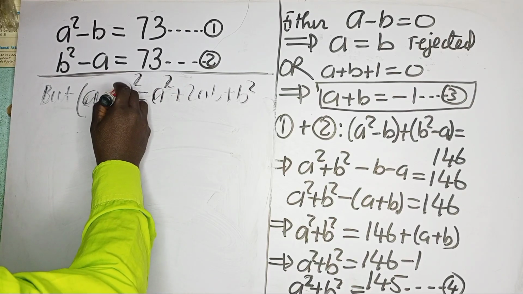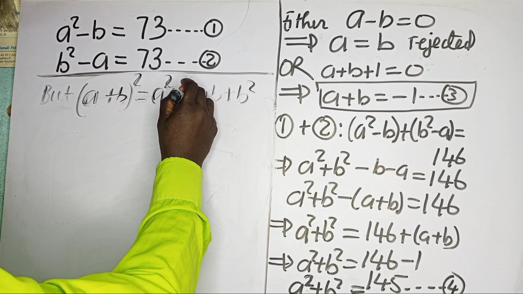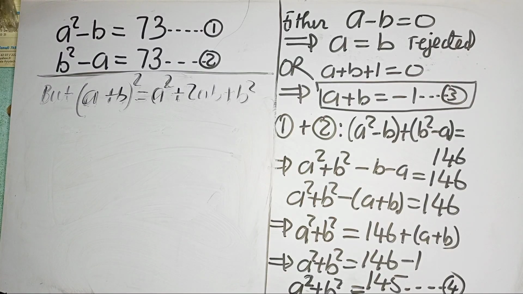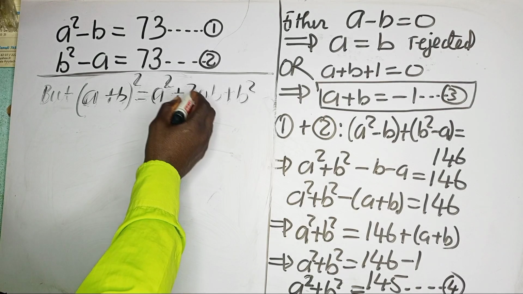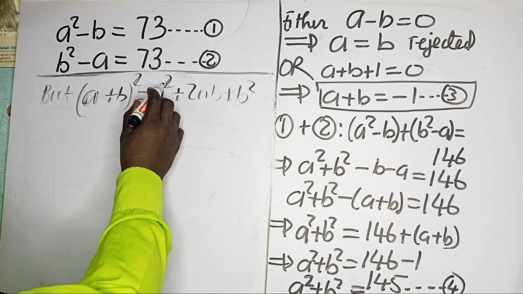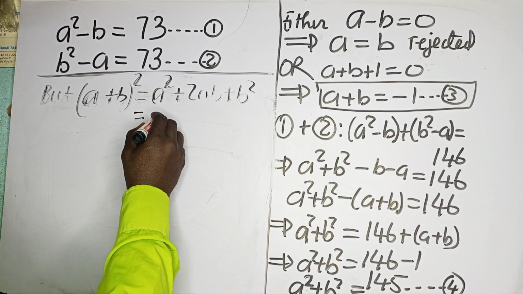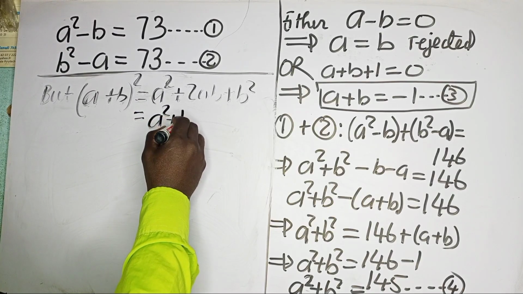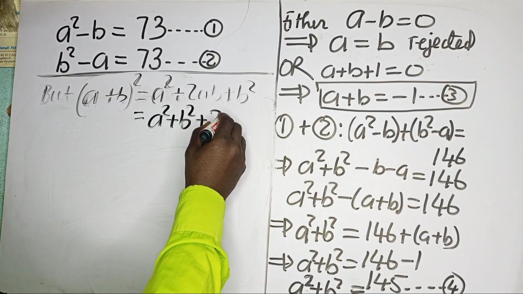We know that a plus b all squared is a squared plus 2ab plus b squared. Now from here we'll be able to come out with an expression for AB. This is 2AB. So we can write this as a squared plus b squared plus 2ab.